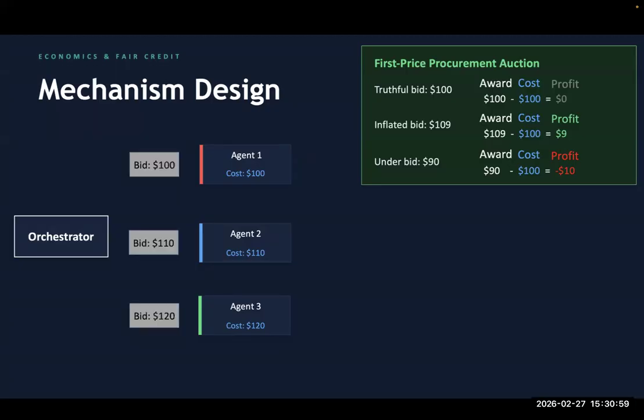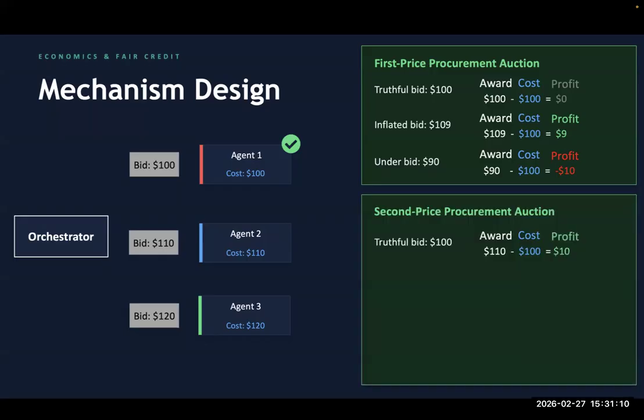So let's go back to the beginning where we have a truthful bid scenario, but now we're going to play a second price procurement auction. In this scenario, they win, but how much are they awarded? They actually get awarded the second highest bid. Agent one was honest and said, it might cost me 100, I'm going to bid 100. They win, but then they get awarded 110. Their cost was 100, and so they actually profited $10.